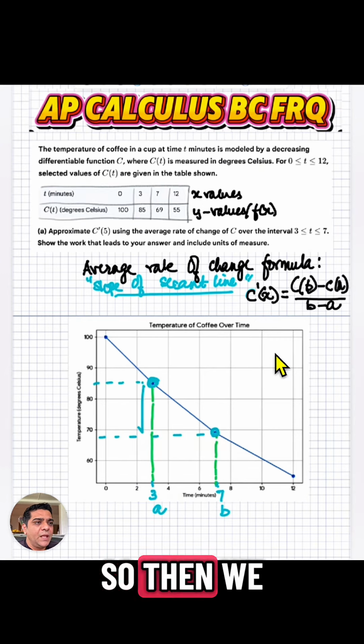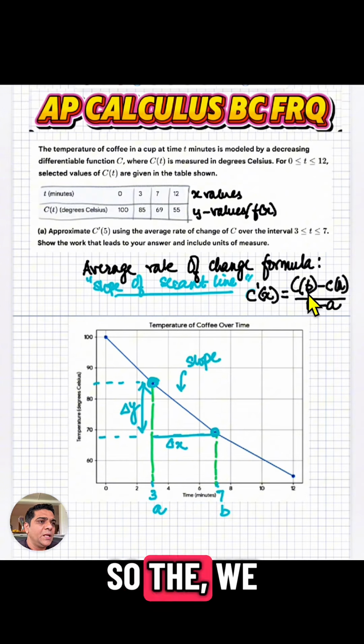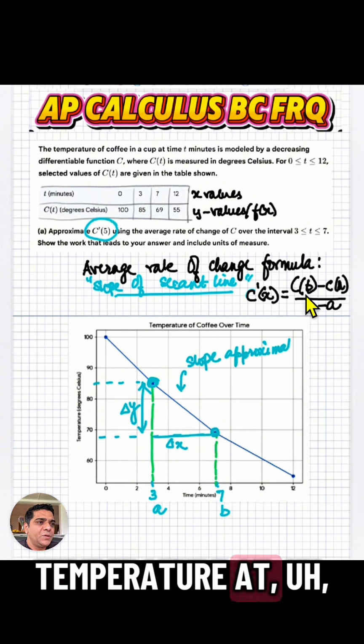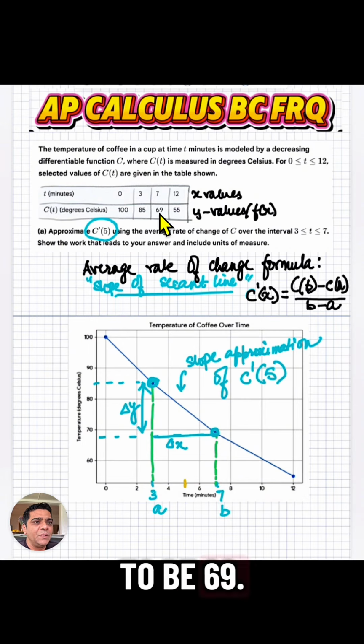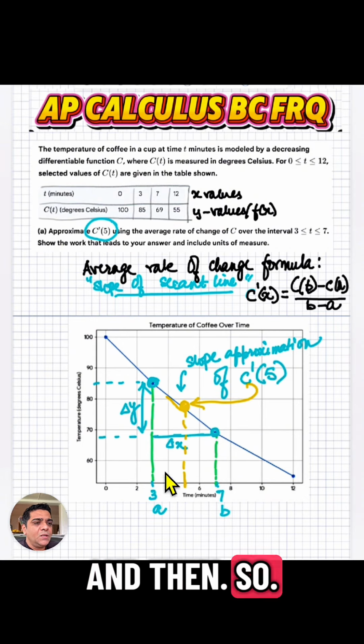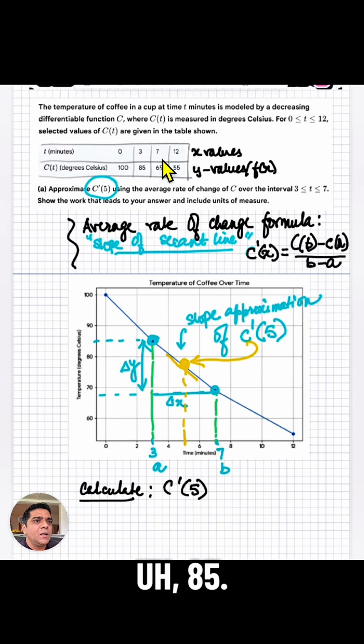So then we can go ahead and plug in those numbers. Those numbers are given in the table right here. So we can say the temperature at B, where the B value is 7, is given to be 69, and at A, which is 3, is given to be 85.